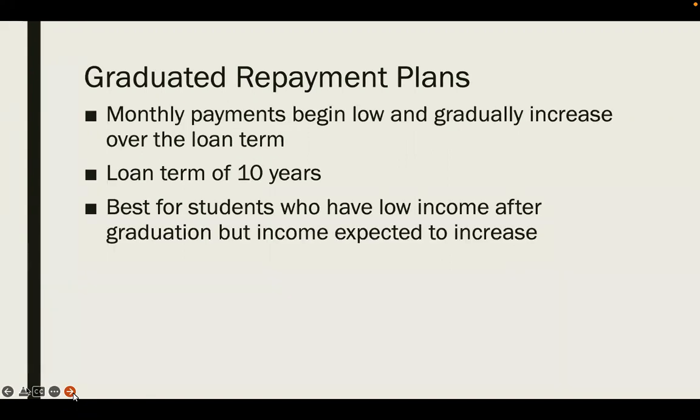The graduated repayment plan, it's kind of weird, where your monthly payments start low. Let's just, for easy figuring, say $100 a month. And then say the next year they go up to 125, and then the next year they go to 150 or whatever, but they gradually increase over the loan term. So by year 10, you might be paying $600 a month or whatever.